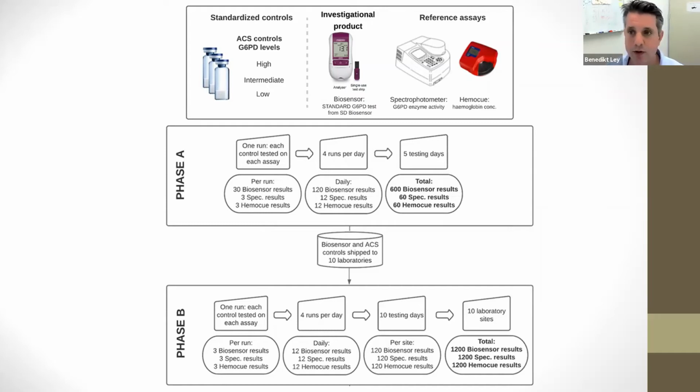If we continued to phase B, each machine, together with a set of high, intermediate, and low controls, would be shipped to a different laboratory with temperature-controlled spectrophotometry. The same testing procedure would be repeated there. However, the testing duration would be extended to 10 days, doubling the number of measurements. So at the end of phase B, an additional 1,200 biosensor results, 1,200 spectrophotometry results, and 1,200 HemoQ results would have been generated.